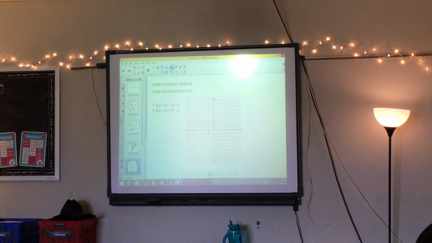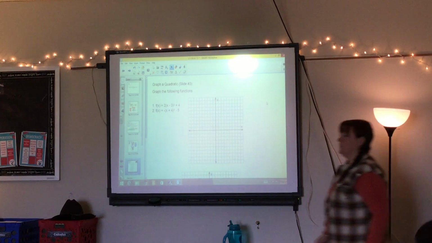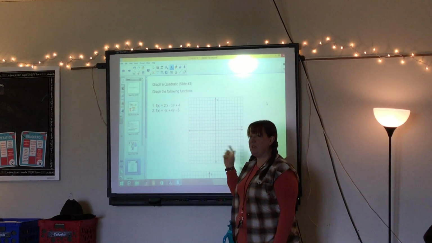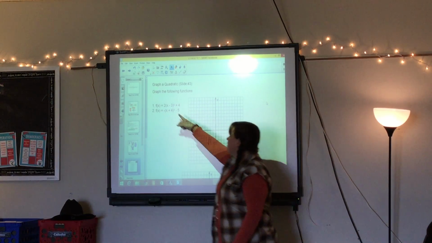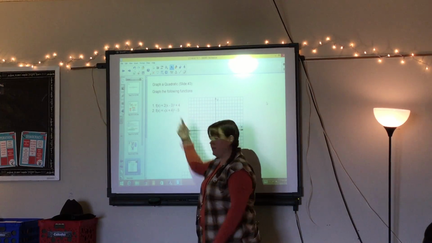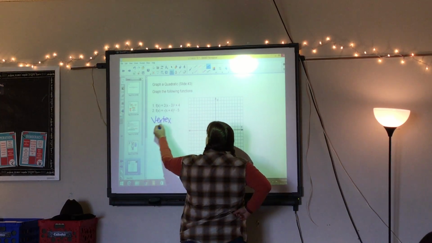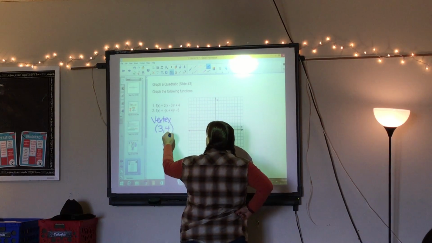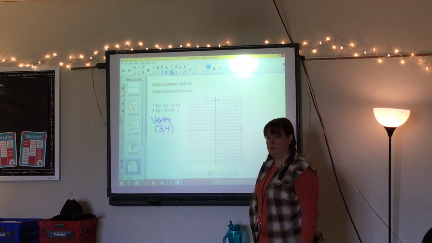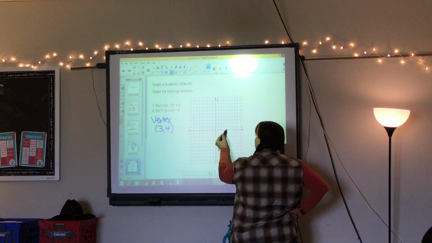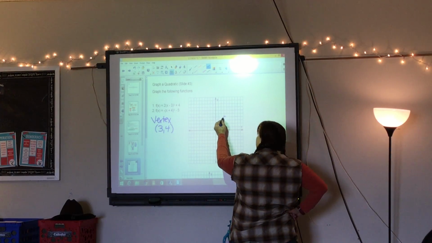All right, let's look at the next one. Can you tell me what the vertex of this first function is? We could draw the parent function and move it, but do we have to do that? What's the vertex? It's at 3, 4, right? Because our vertex is right in the equation. So here's our vertex, 3, 4. I go over to 3, 4. 1, 2, 3, 1, 2, 3, 4. There's my vertex right here.